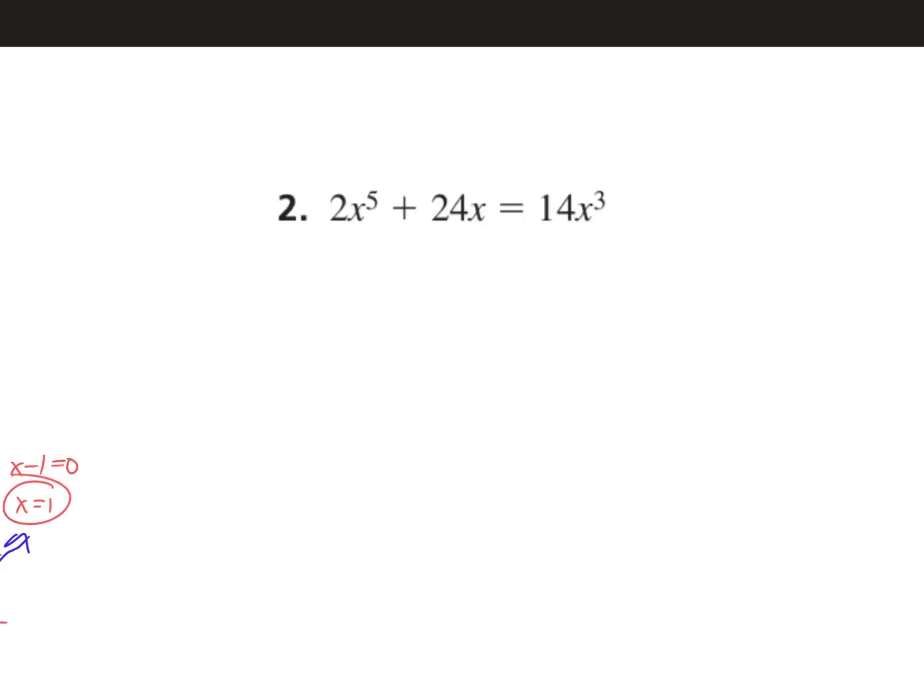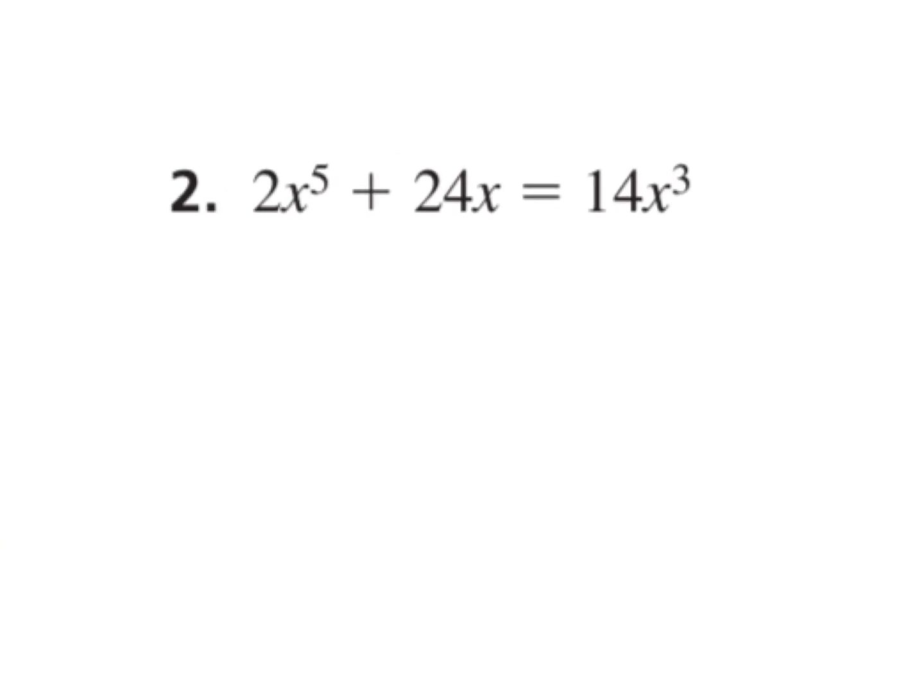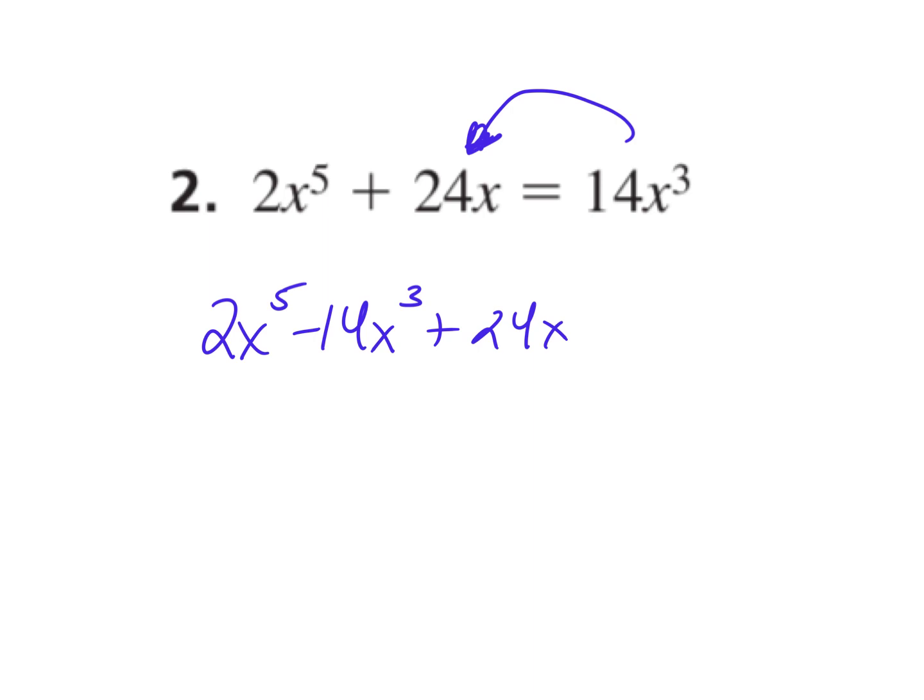All right, scoot along here. What about this one? What do I have to do first? I got to move this 14x cubed over. I cannot do anything, solving anything, until everything is on one side of my equal sign and it's set equal to 0. When we move this over, I have 2x to the 5th minus 14x cubed plus 24x equals 0. Right? It was positive. We move to the other side of the equal sign, we get a negative.